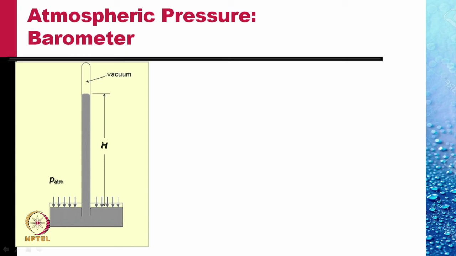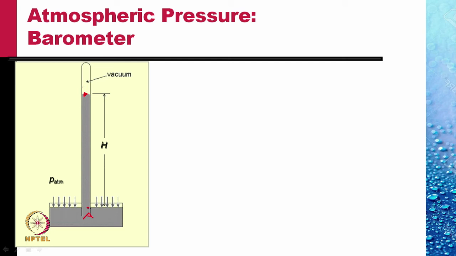Clearly, this point A, which is at the same level as the level of mercury in the open cup, should have the atmospheric pressure. So this point here should be at a pressure equal to P atmosphere minus rho g h, where rho is the density of the mercury, g is the acceleration due to gravity, and h is the height of the column of mercury.